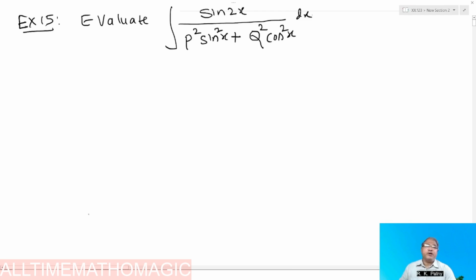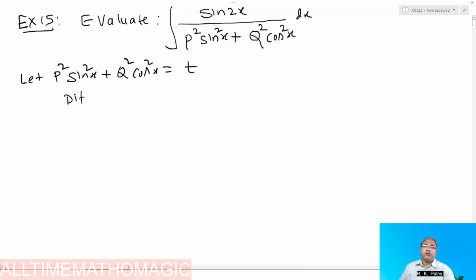Example 15. Evaluate integration of sin 2x upon p square sin square x plus q square cos square x with respect to x. Here we know that the derivative of sin square x gives sin 2x and the derivative of cos square x also gives sin 2x. Therefore, it is clear cut that we can keep the denominator as t. So let p square sin square x plus q square cos square x equal t.